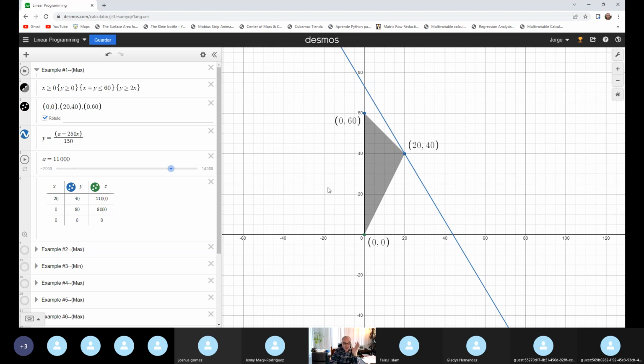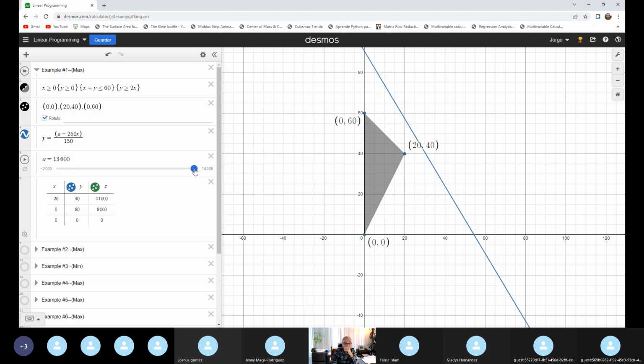Okay, I copied it out of curiosity. You don't need to care too much about this. The line can represent the objective function. Look, this is the objective function. But the important thing is the table I created here, where I copied the corners 20,40, 0,60, and 0,0. And you can see that the maximum is 11,000, and this happens at the combination 20,40, x equal 20, y equal 40. I try to visualize it using this slider.